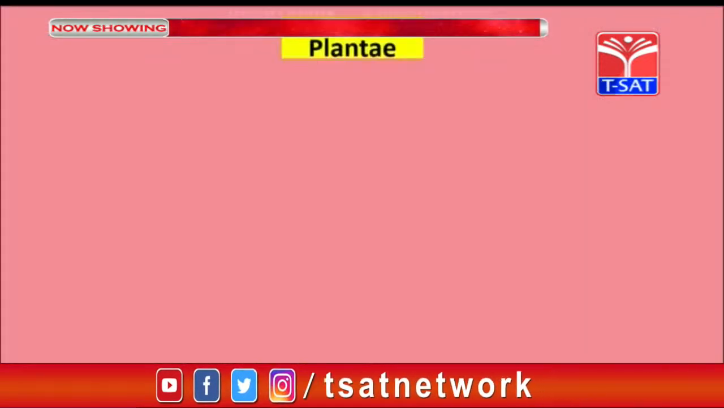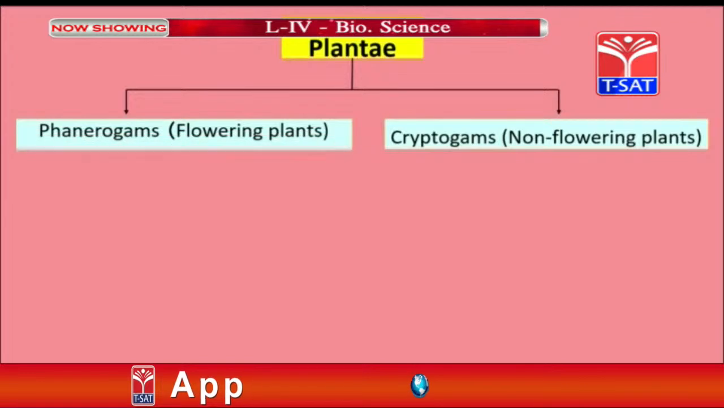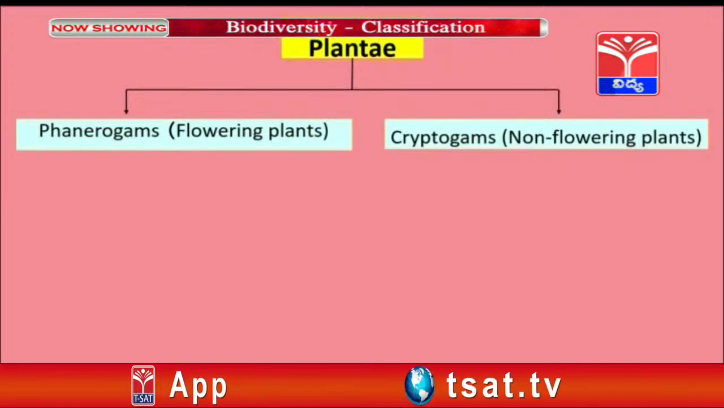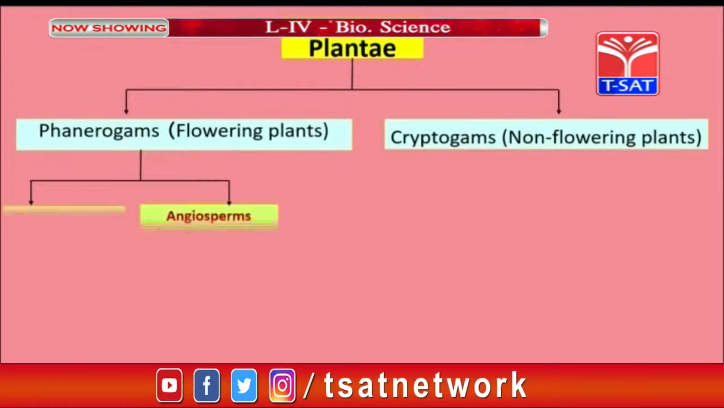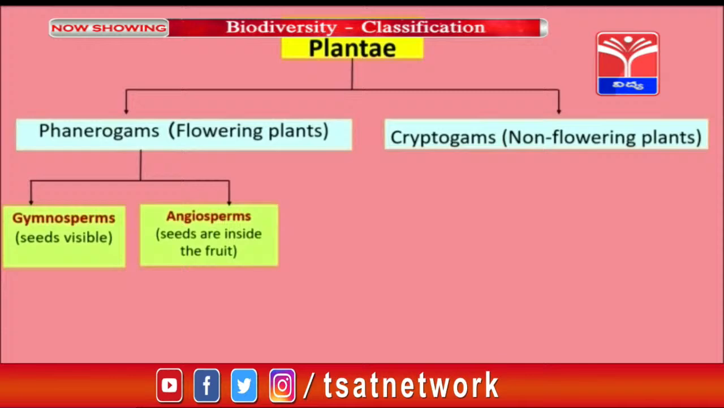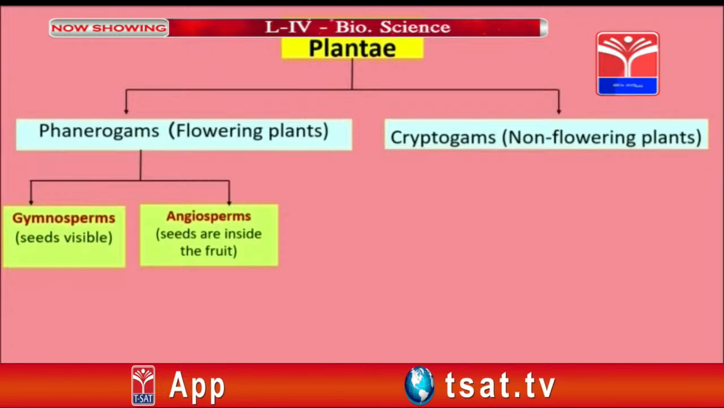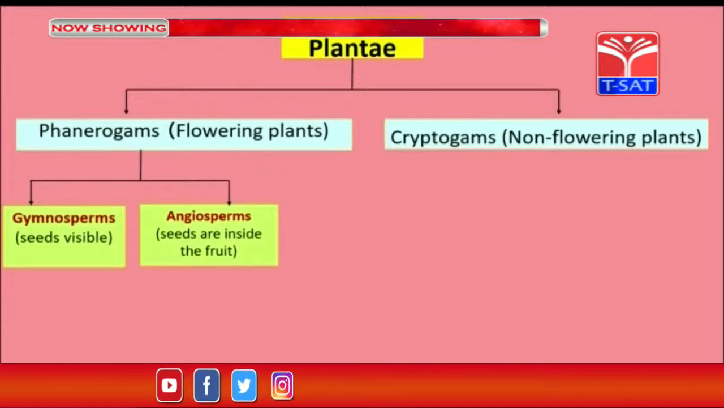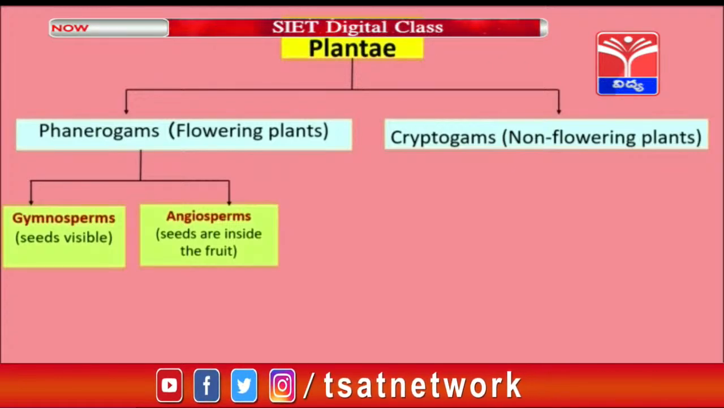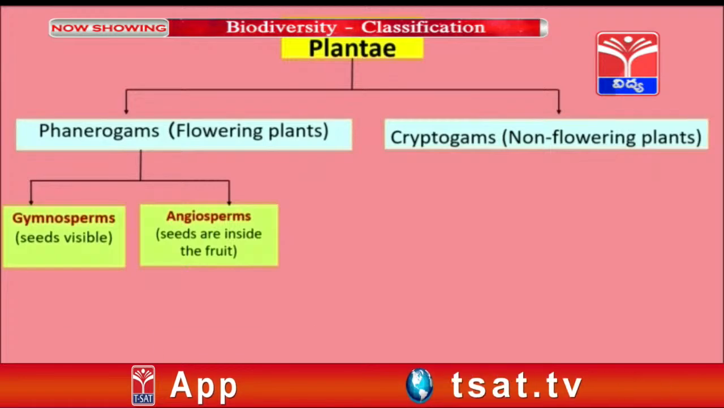When we look at the classification of plants, the kingdom Plantae is classified into 2 groups, phanerogams and cryptogams. Phanerogams are flowering plants and non-flowering plants are grouped under cryptogams. When we see the flowering plants, these are grouped under 2 categories, gymnosperms and angiosperms. In gymnosperms, the seeds are visible. That means seeds are not enclosed by a fruit. They can be seen from the outside. Whereas in angiosperms, seeds are inside the fruit.